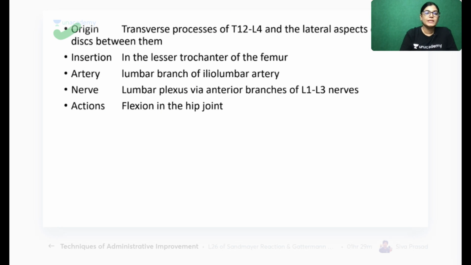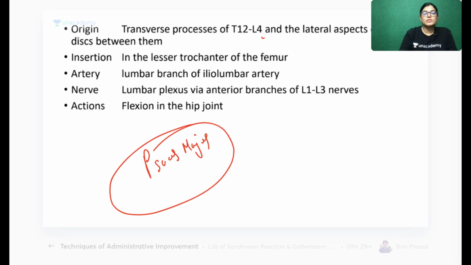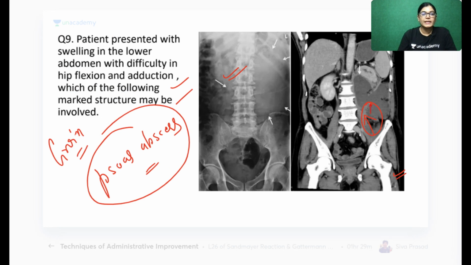So this is the whole detail of the psoas major muscle. Origin is from the transverse processes of the lumbar vertebrae, with T12 also contributing to L4, and the lateral aspect of the intervertebral discs. Insertion is into the lesser trochanter of the femur. Arterial supply is by the lumbar artery, a branch of the iliolumbar artery. Nerve supply is by the branches of L1, L2, L3, and the action of the muscle is flexion of the hip joint. So, got it, psoas abscess.